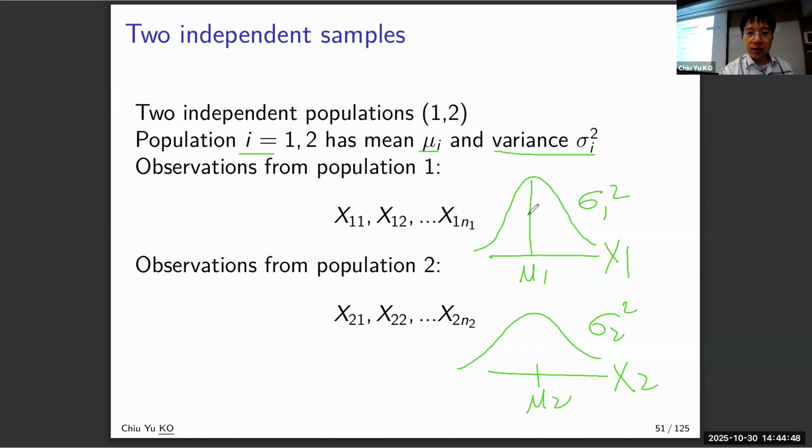Every observation: x11 is the first observation from population 1, then the second observation from 1, up to the n1-th observation from 1. Same for population 2: the first observation from 2, the second, up to the n2-th observation from 2. So basically you draw from both. And they are independent, which means any information from one population can't tell you about the other. Mu1 cannot tell you about mu2, and sigma1 squared doesn't tell you anything about the other. So they are independent.